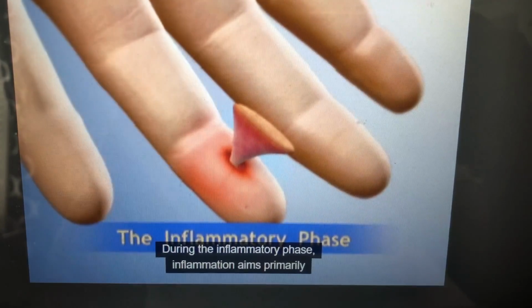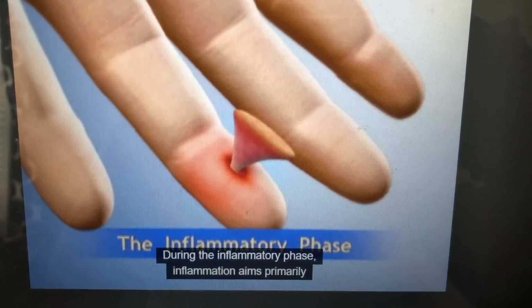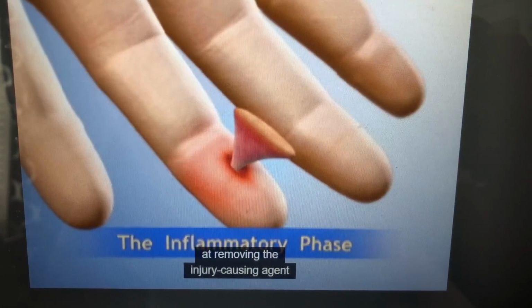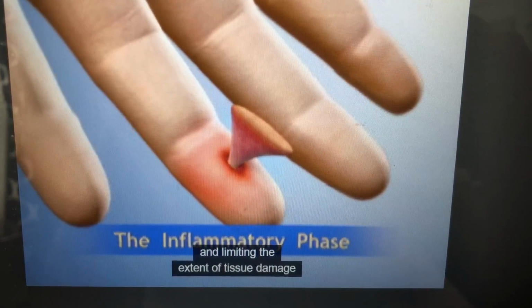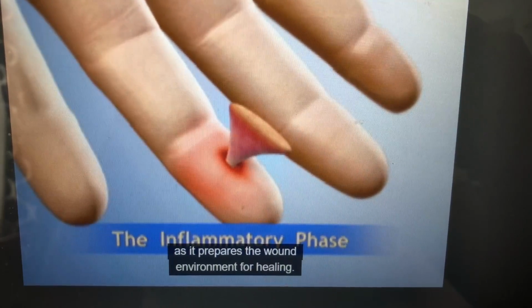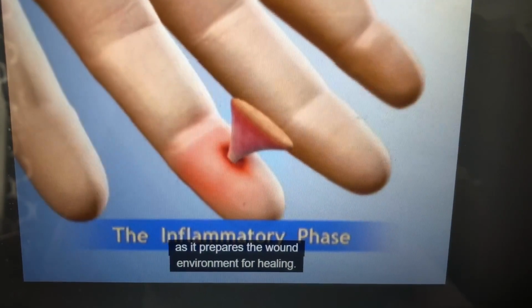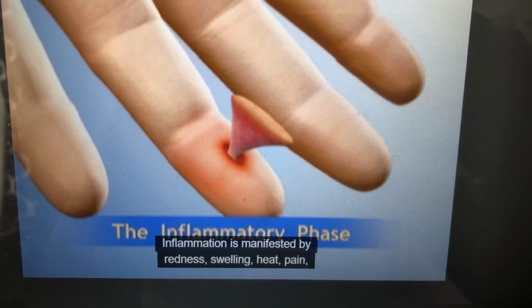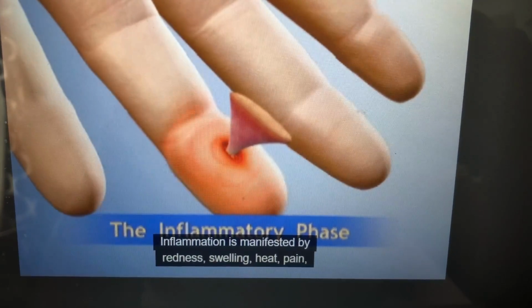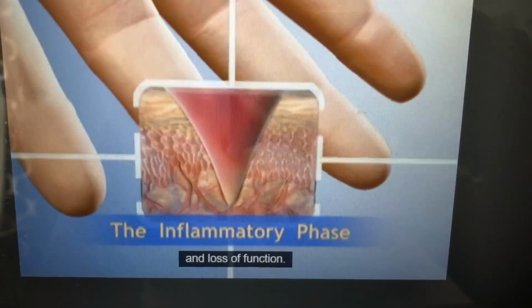During the inflammatory phase, inflammation aims primarily at removing the injury-causing agent and limiting the extent of tissue damage as it prepares the wound environment for healing. Inflammation is manifested by redness, swelling, heat, pain, and loss of function.